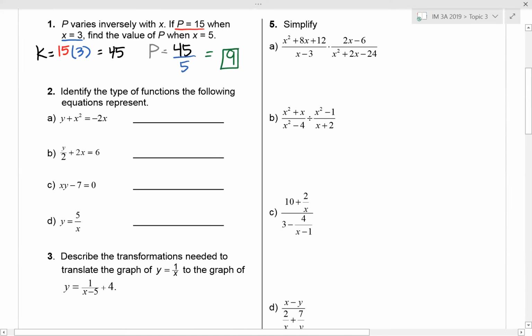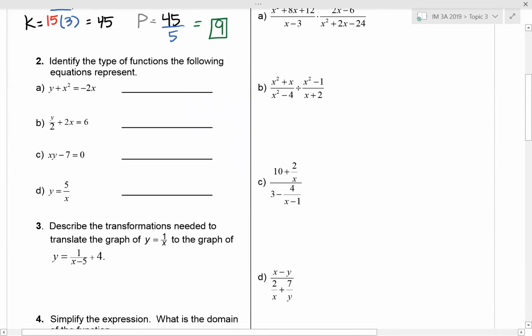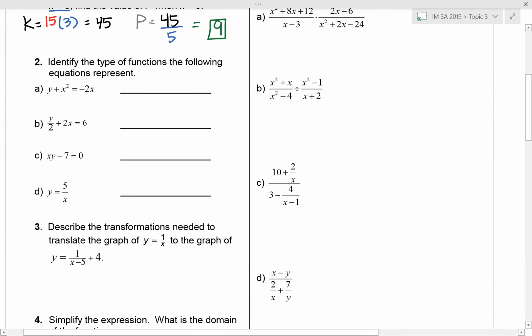For question 2, they're asking us to identify the types of functions that the following equations represent. Some ideas of types of functions are linear, quadratic, exponential, cubic, and inverse variation. So when we're looking at a function to determine what it is, if I have y plus x squared equals negative 2x, if I were to solve this for y, that would give me y equals negative x squared minus 2x. That's a quadratic function.